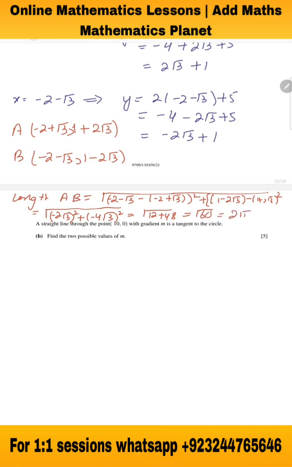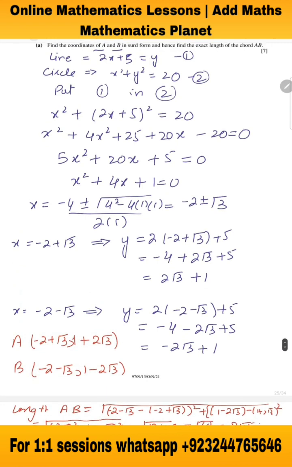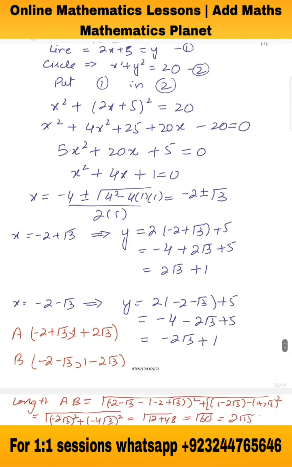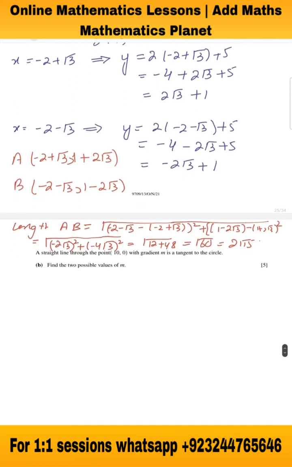Okay, so it was very simple because we were given the equation of the line and the equation of the circle. We just need to substitute the equation of the line in the equation of the circle, and we will get the coordinates of x. We will substitute in y, and we will get the coordinates of y, and then we will find the length of AB by using the distance formula.